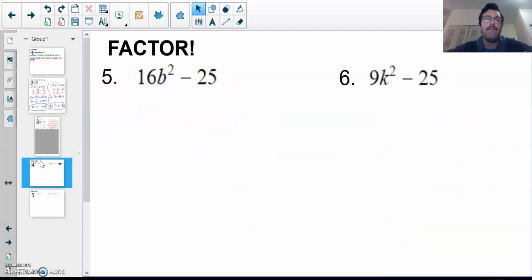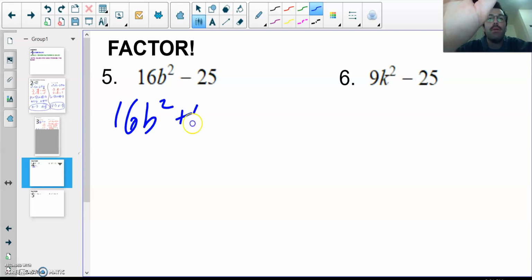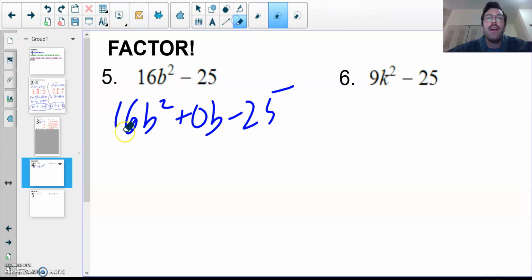Okay. For these next two problems, I just want you to factor. Remember, this can be written as 16b squared plus 0b minus 25. Now the question continues to come up: how do I know when to add the 0b in or 0x in, whatever, and when to not?